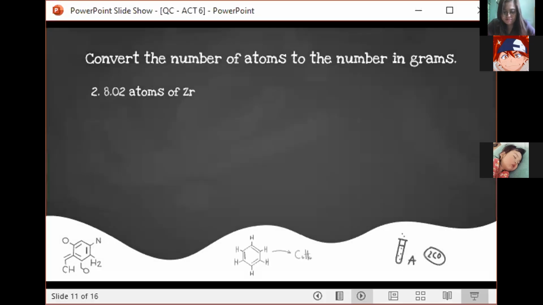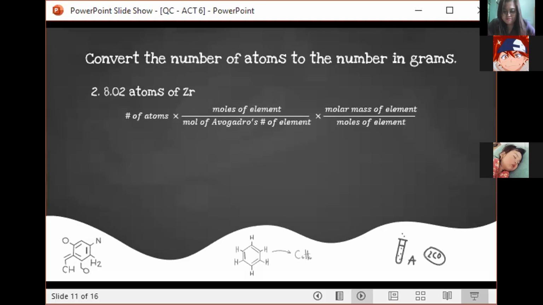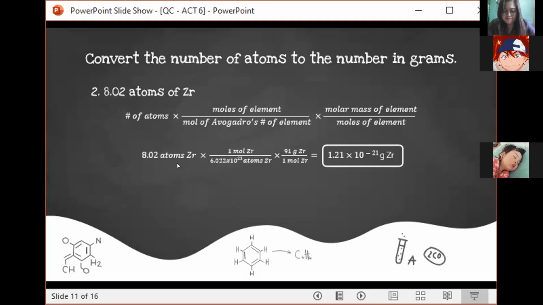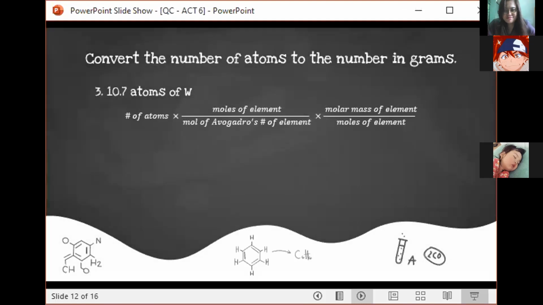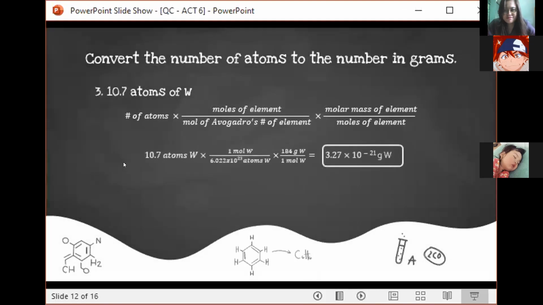So for number 2, we have 8.02 atoms of zirconium. Same pa rin. Mumultiply yung sa taas, that's 8.02 times 91 grams of zirconium divided by the Avogadro's number, that's 1.21 times 10 raised to negative 21 grams of zirconium. Number 3 is 10.7 atoms of tungsten, so that's 10.7 atoms of tungsten times 184 grams of tungsten divided by the Avogadro's number. So that's 3.27 times 10 raised to negative 21 grams of tungsten.